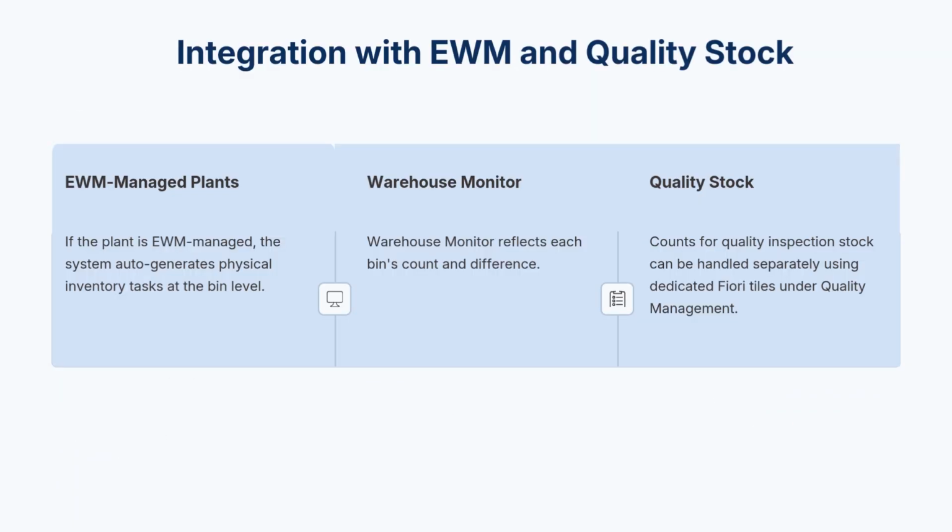Integration with EWM and quality stock. For EWM-managed plants, physical inventory tasks are created automatically at the bin level. Warehouse Monitor provides detailed insight into bin-wise counts and differences. Quality inspection stock can also be included or excluded depending on the business rule set within the procedure configuration.